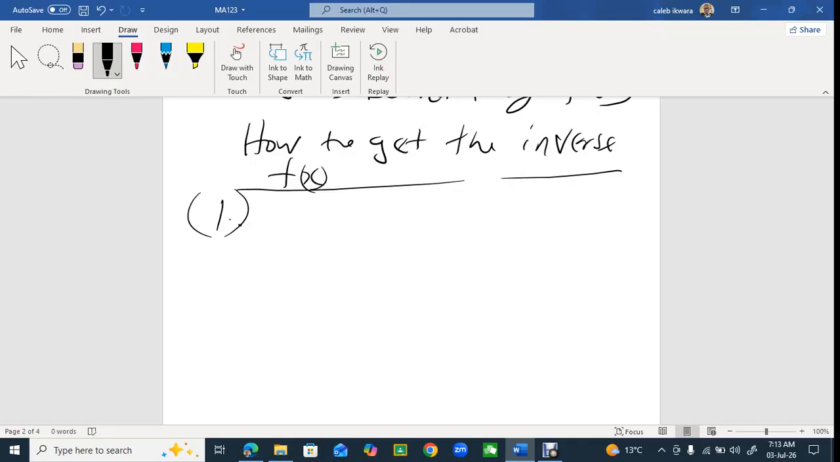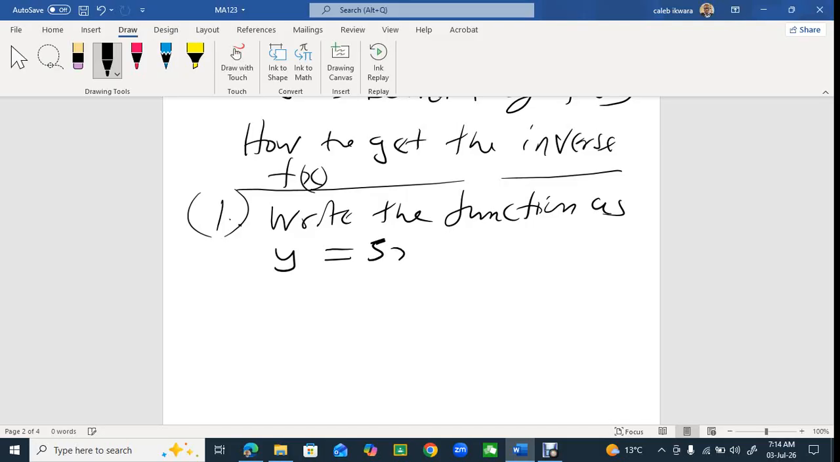Write the function as y equals to... now the function given. If that function, for example, is 5x minus 8, so now we write it as y is equals to 5x minus 8. Good.